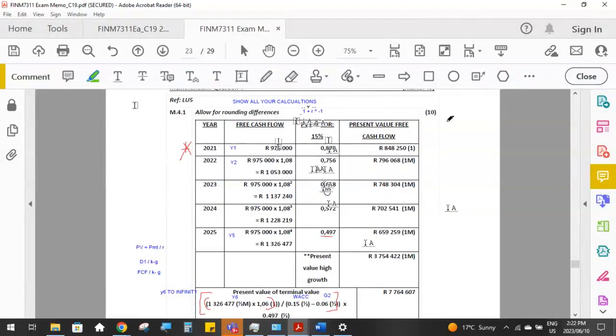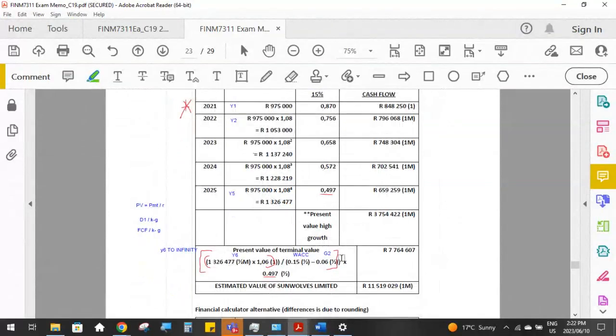Then we multiply the 975 by the factor, and we get the present value of year 1's cash flow, and so on and so forth. Calculate the present value of each year's cash flows. We add them up so that we've got the present value of the initial 5 years, and then we do our second calculation here to get the present value of the free cash flows into infinity. We add the initial period value to the terminal period value, and we get our total estimated value of the company. So have a look at that rand value.